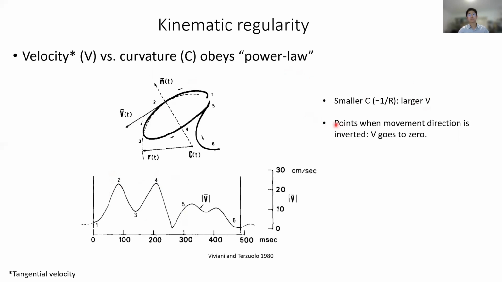And what can also be noted is that we see the points 5 and 6. At these 2 points, the movement direction is inverted. And we see at 5 and 6, actually, the velocity is almost 0. That also makes sense.